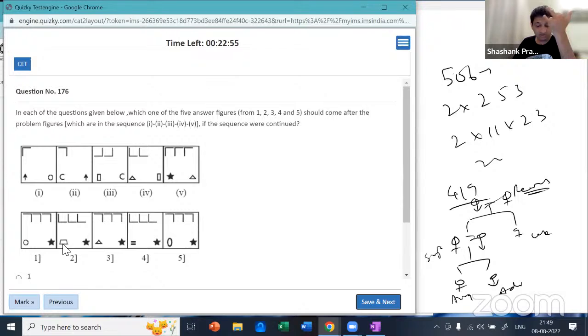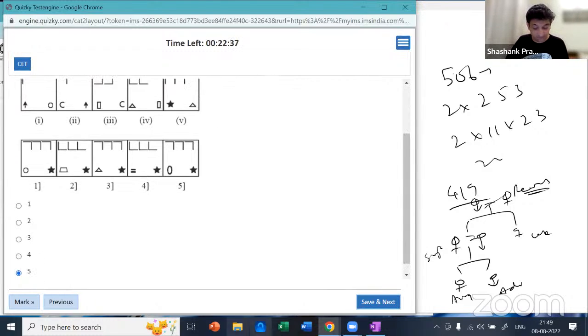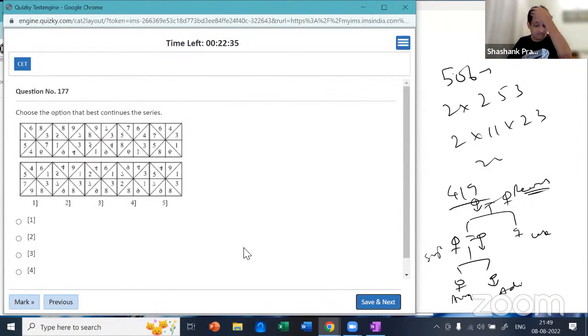So option 1, 3, 5 में से कुछ तो हो सकता है. Arrow goes here, arrow goes out, C goes here, C goes out, triangle goes here, triangle goes out. Star should come to the right. So all 3 options are fine. But we have repetition of elements. So option 1 is out because circle is repeated. Triangle is repeated. So 3 is out. Oval is not present. So 5 is the answer. Should be the answer.